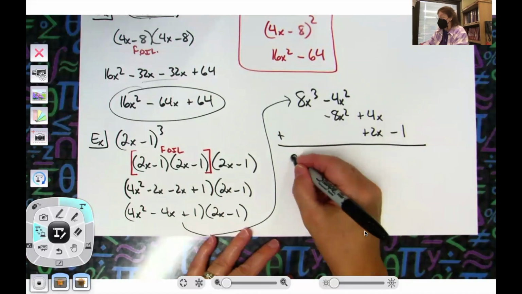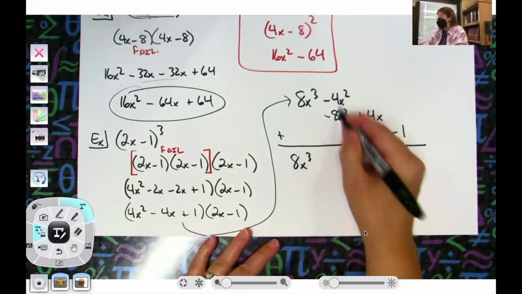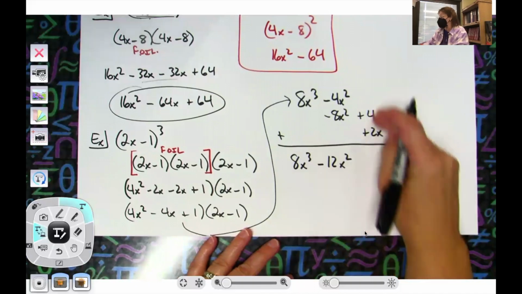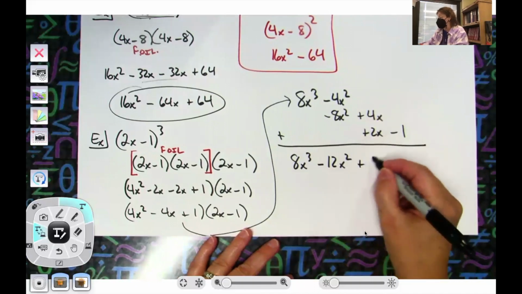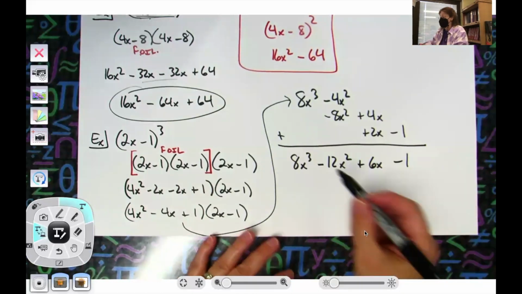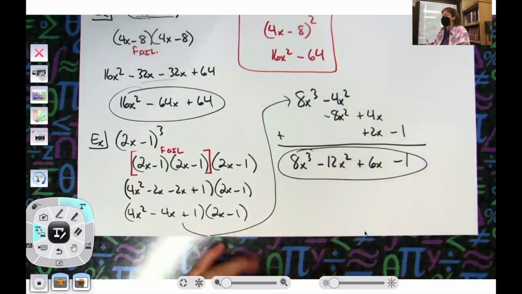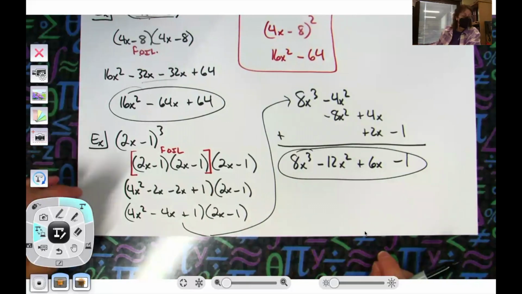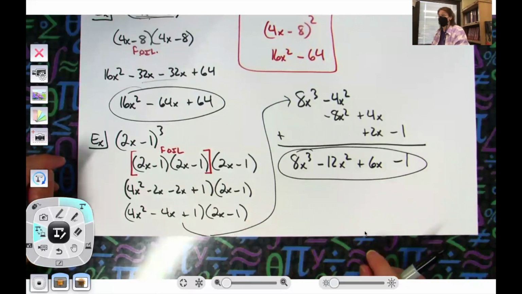This is going to give me an 8x to the third. Adding these two, I'm going to get a minus 12x squared. Adding these two, 4, 5, 6, I'm going to have a 6x, and then a minus 1. Everybody follow that? Obviously, a lot of people will just string it all out, but that works. It shortens your work a little bit going across your paper. Okay. All right, so everybody good so far?